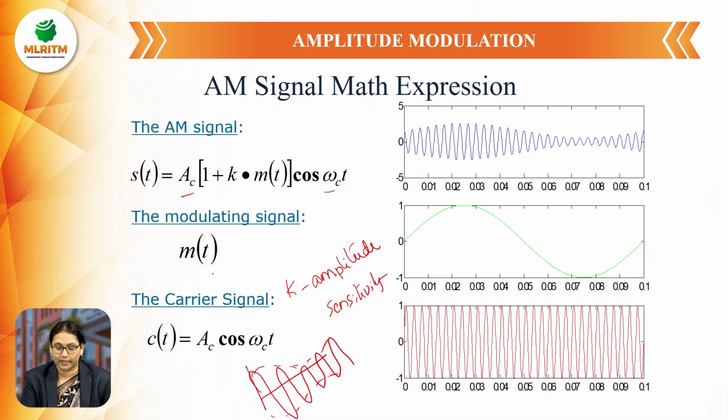Okay, next, the modulating signal. The modulating signal is represented by m(t), which is just a sinusoidal signal. Next, the carrier signal is c(t) = Ac cos(ωc t). So the carrier signal is represented like this. m(t) means it is Am cos(ωm t). By combining this carrier signal and modulating signal, we get the AM signal.